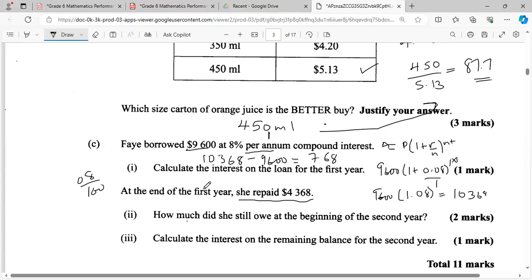Alright, how much did she still owe at the beginning of the second year? So she said at the end of the first year, she repaid $4,368. So out of everything, she's supposed to pay back 10,368, and she paid 4,368. Let's line it up. So she still owes $6,000. CXC line it up pretty, you know, guys.